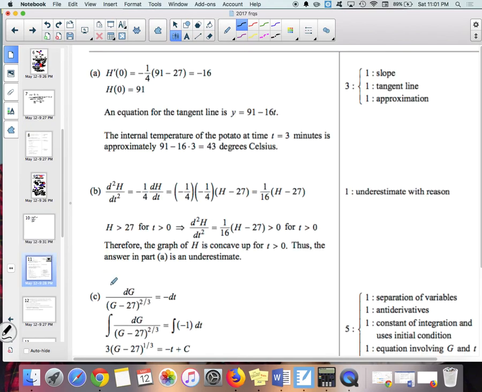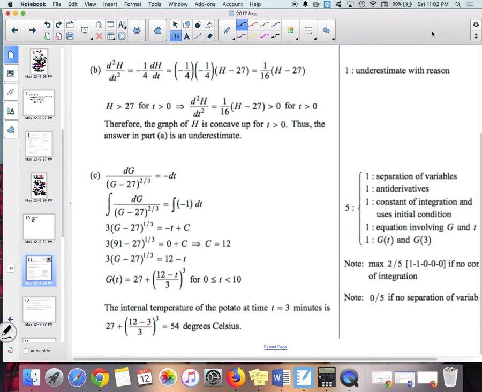Oh, scoring. So for part A, you got 1 point for the slope, 1 point for the tangent line, and 1 point for the approximation. For part B, you got 1 point for an underestimate with reason. And then part C was 5 points. So remember, when we have these separation of variable problems, you get 0 out of 5 if you did no separation of variables. So you got 1 point for separating, 1 point for finding both antiderivatives correctly.